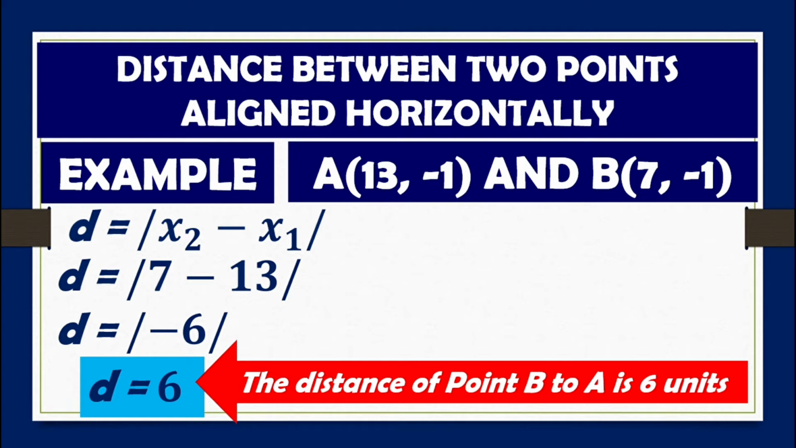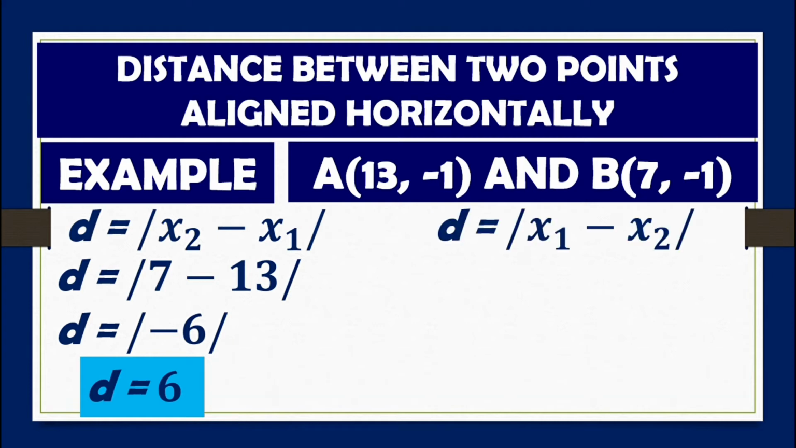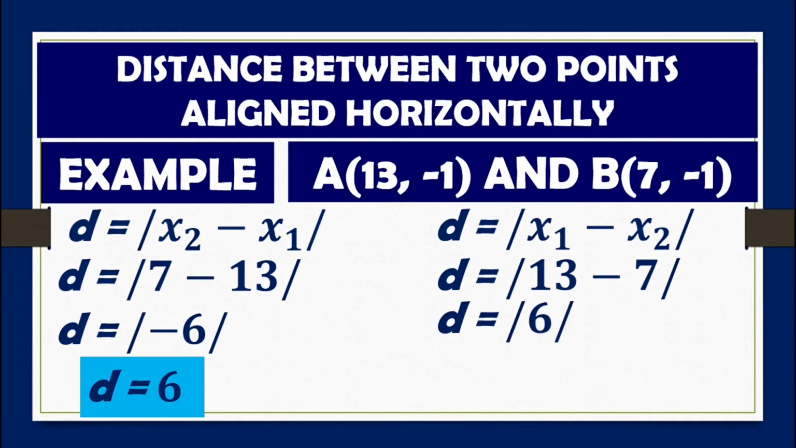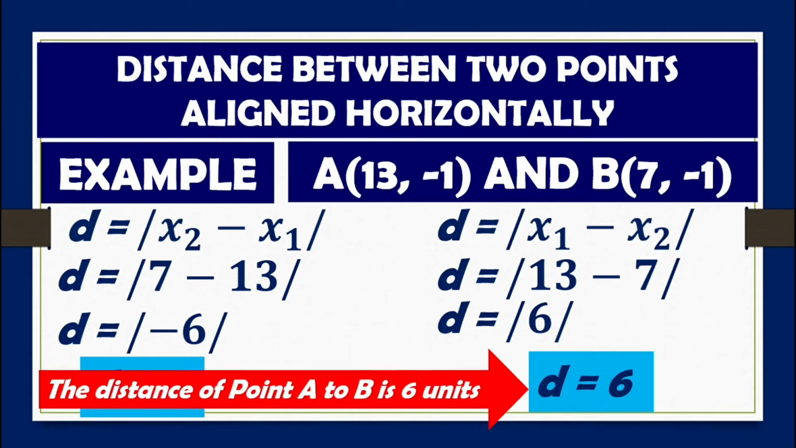On the other hand, if we will utilize the second formula, D is equal to the absolute value of x sub 1 minus x sub 2. Here, x sub 1 is 13 and x sub 2 is 7. So the difference between 13 and 7 is 6. Therefore, the absolute value of positive 6 is also 6. So therefore, the distance of point A to point B is 6 units.